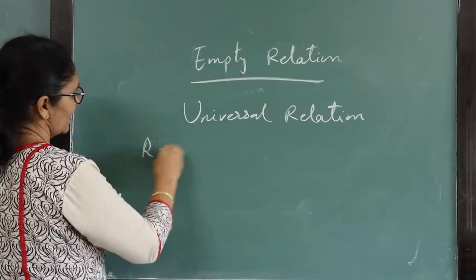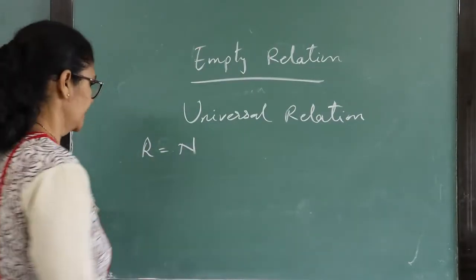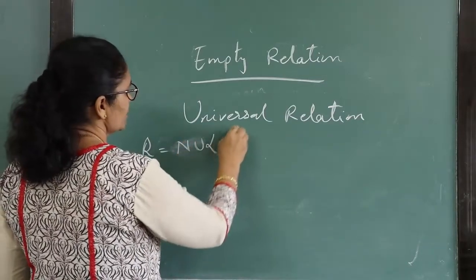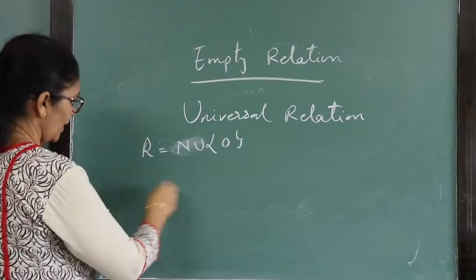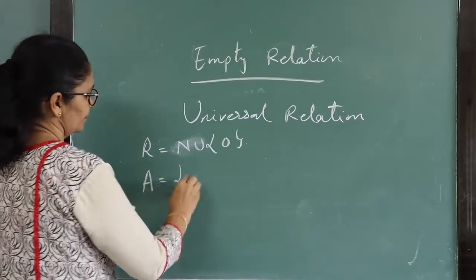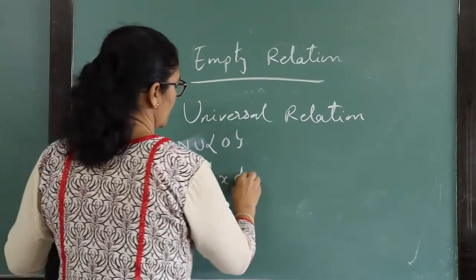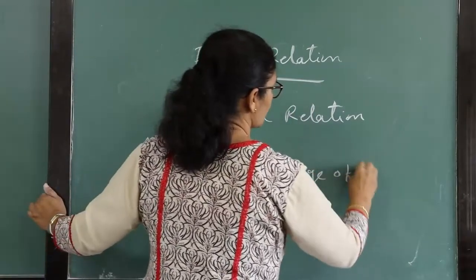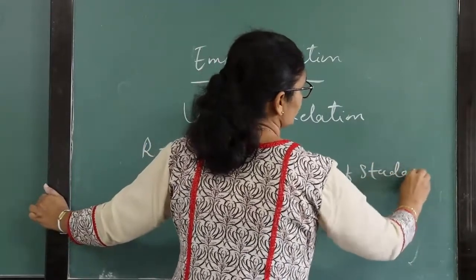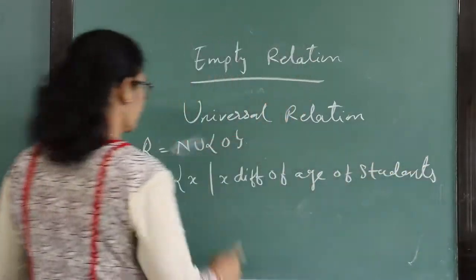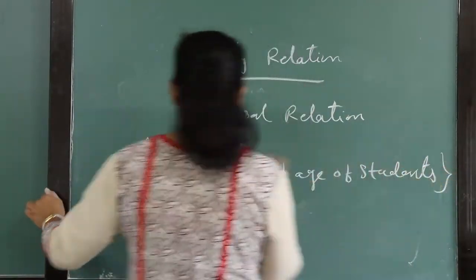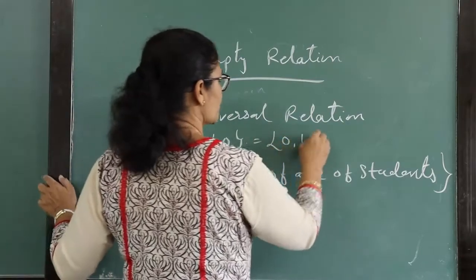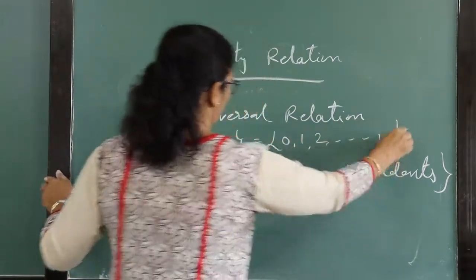Suppose set R is all natural numbers, or you can say natural numbers union 0 also. Okay, now I take one more set X. What is your X? Difference of age of students. And if we have taken that set, in the set all the natural numbers and 0 also. So all 1 to n.